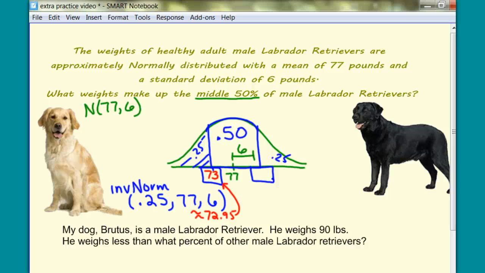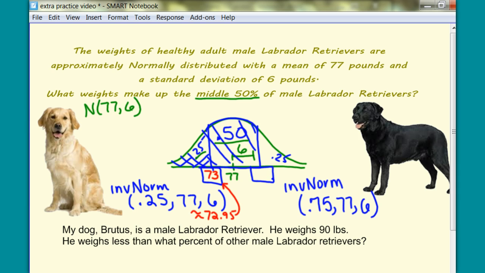To get this other one here, well, let's take a look. What is the area off to the left of that value? That area is 50 plus the 0.25. So that area is a grand total of 75%. So I'm going to type in 0.75 for my area, 77 for my mean, 6 for my standard deviation.